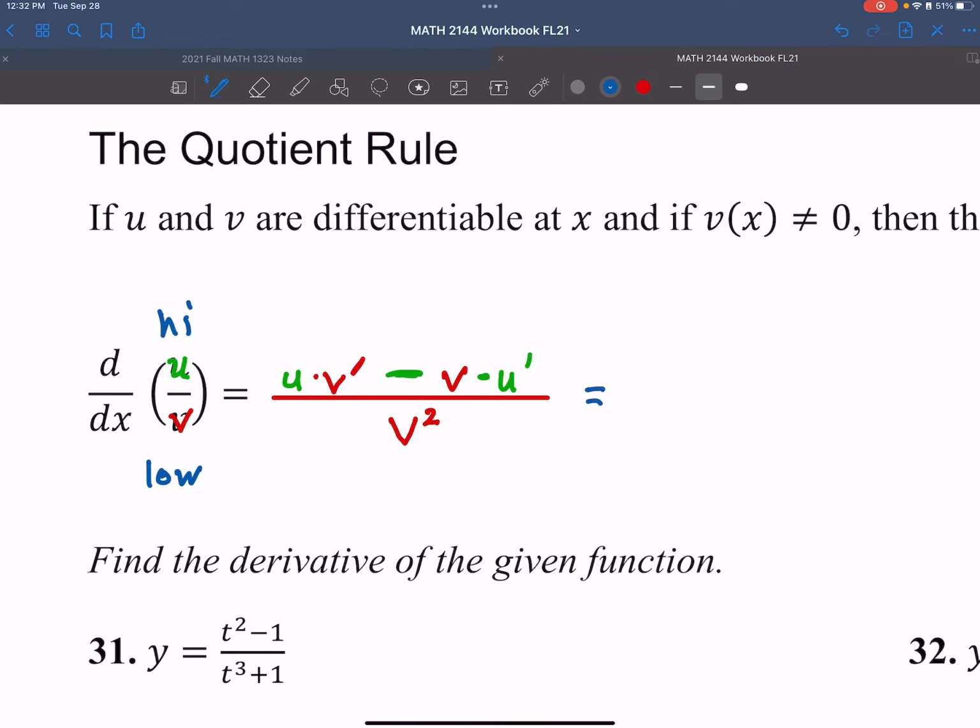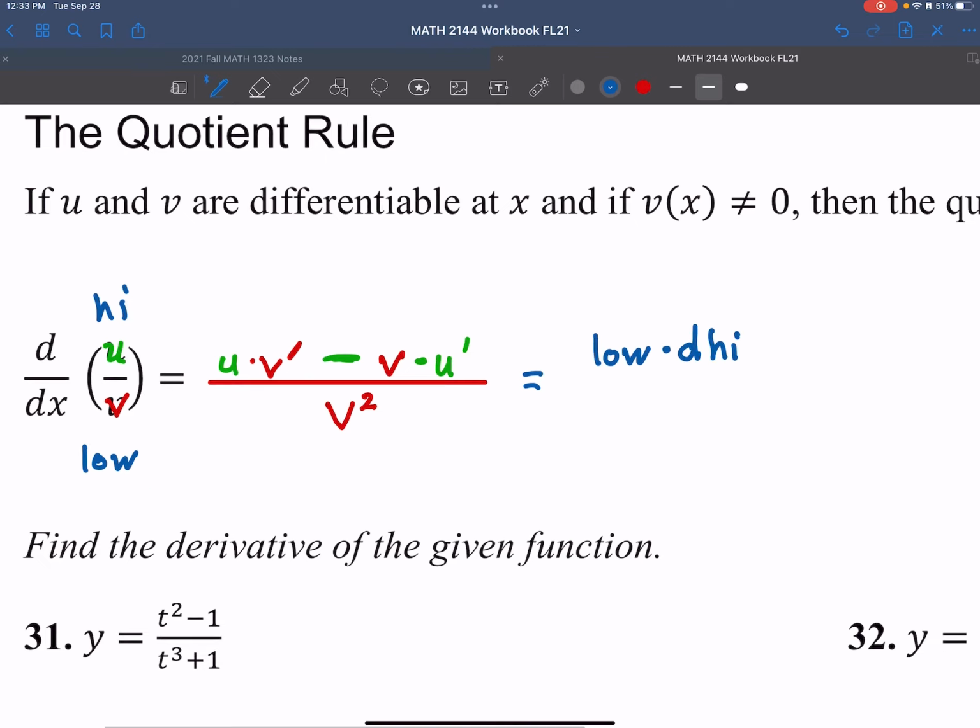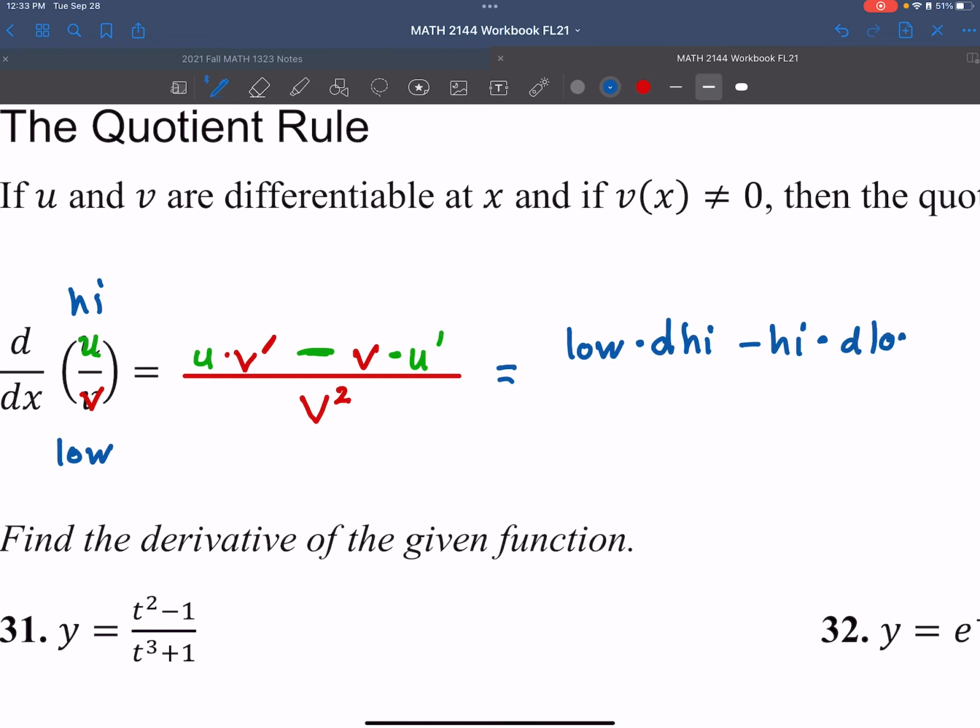So you would start this as low times d high, meaning the derivative of high, minus high times d low, over low squared. Sometimes I've seen people hold on to that because there's a little rhyme that some people may have heard if you've taken calculus before. Low d high minus high d low over low squared you go. Kind of just rolls off the tongue.